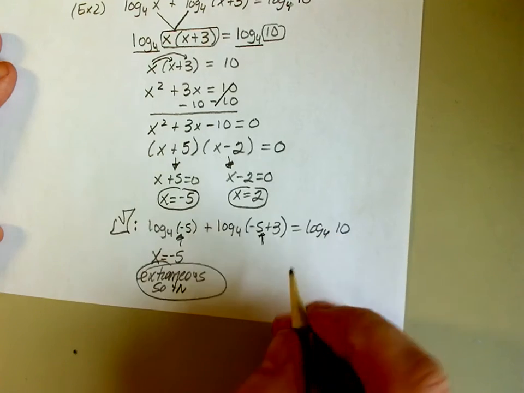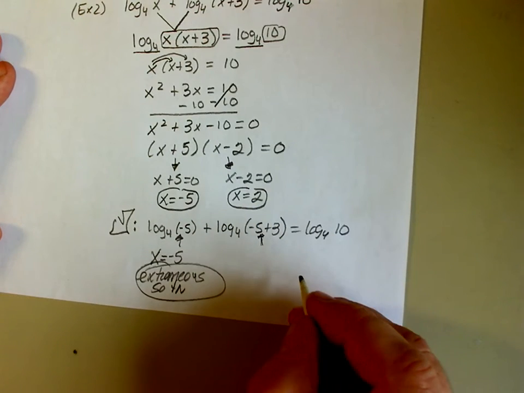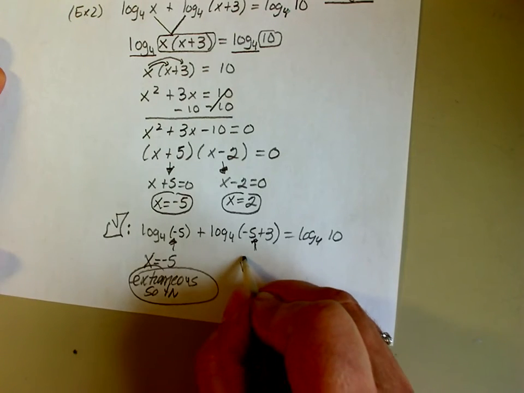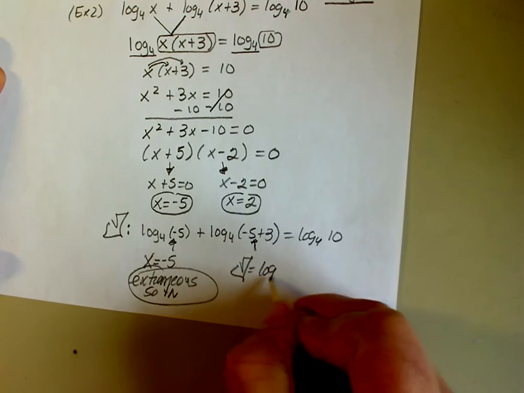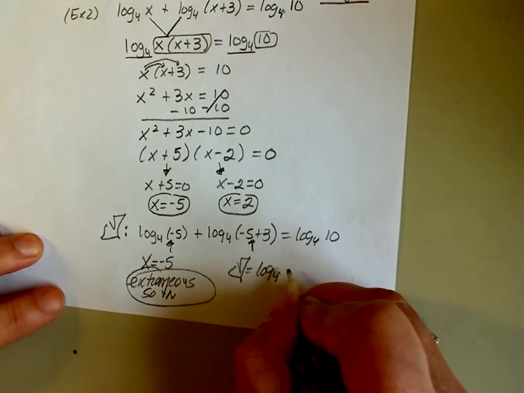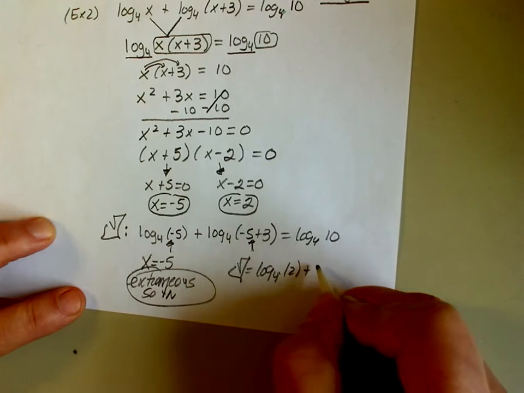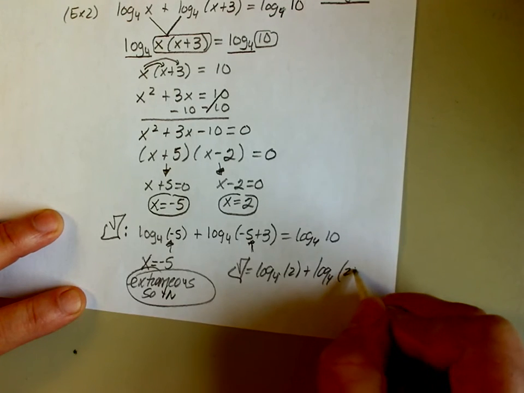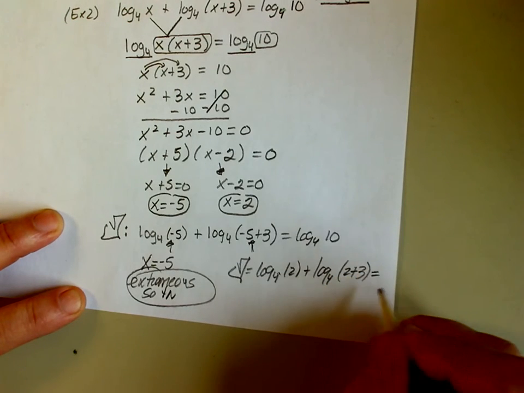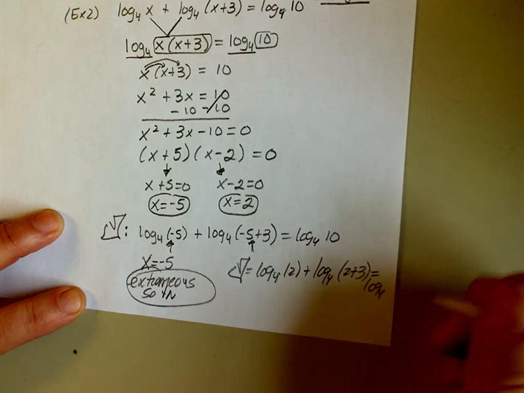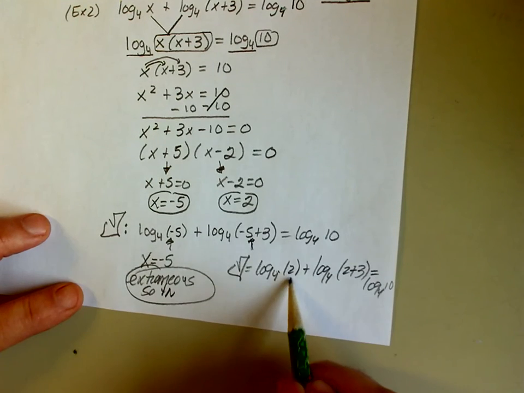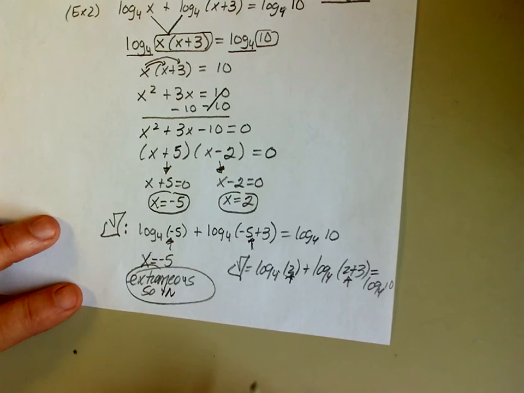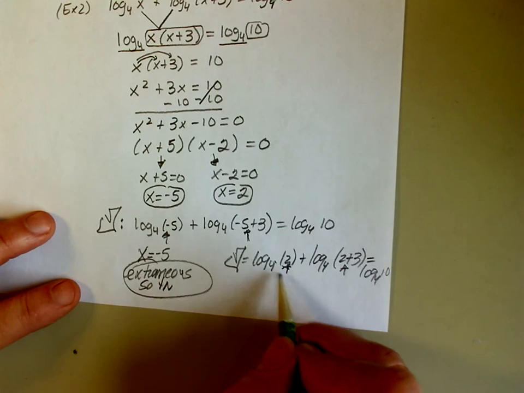When we replace x equals 2 into the original equation, we notice that we get the logarithm base 4 of 2 plus the logarithm base 4 of 2 plus 3, and that's going to equal the logarithm base 4 of 10. Again, our logarithms are both positive, therefore x equals 2 is a solution.